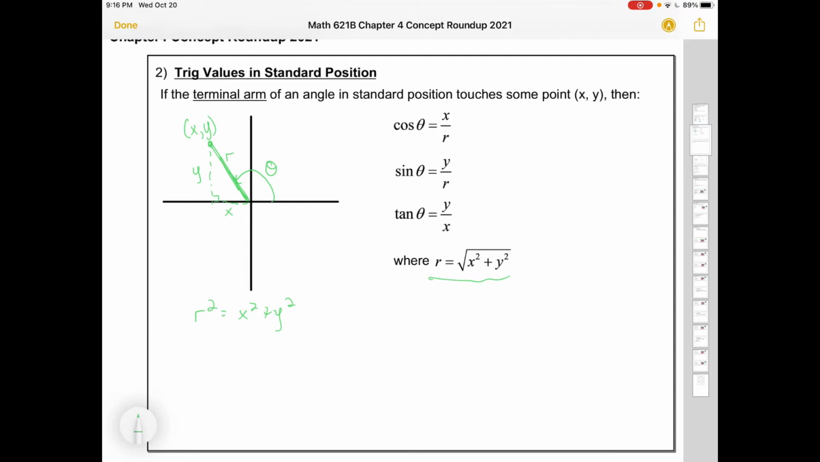So the cosine is going to be x over r, the sine's y over r, and the tan is y over x. This allows us to define these trig ratios for angles that go beyond just what happens in a triangle. And let's just talk about rotations when we're talking about angles.